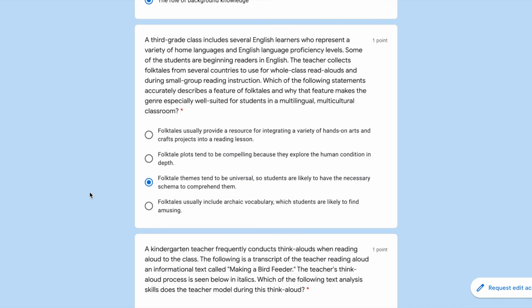In addition, different versions of some folk tales exist across cultures. So, for example, like Cinderella stories, a lot of cultures have a Cinderella story. Thus, students in a multilingual, multicultural classroom are likely to have the necessary schema or background knowledge in order to comprehend the stories because of the universal aspect of these stories.